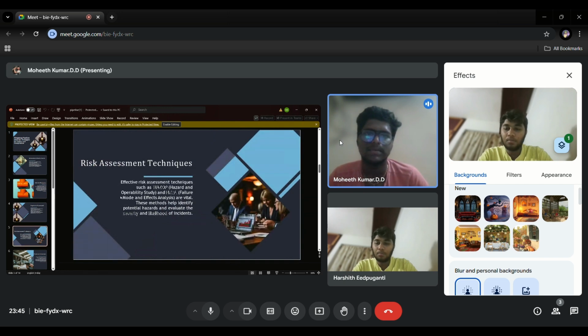Risk assessment techniques. Effective risk assessment techniques such as HAZOP, hazard and operability study, and FMEA, failure mode and effects analysis, are vital. These methods help identify potential hazards and evaluate the severity and likelihood of incidents.